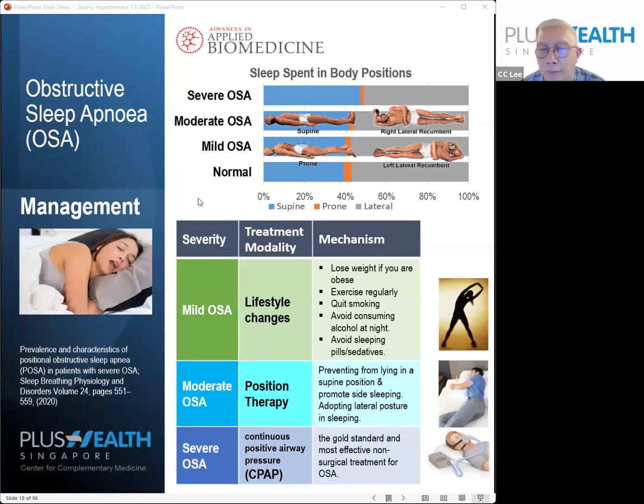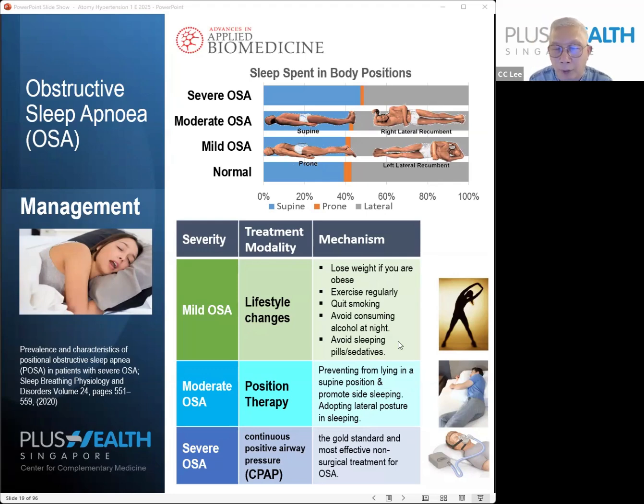It depends on the state of OSA. If you're suffering from a mild state, you might have some snoring, but the snore is not loud, a bit occasional. Lifestyle change is one of the modern treatment recommendations. First, of course, you need to lose weight if you're obese. The recommendation is to exercise, quit smoking, avoid consumption of alcohol, especially at night, and avoid sleeping pills and sedatives. These are the current first-line recommendations for people who suffer from mild OSA.